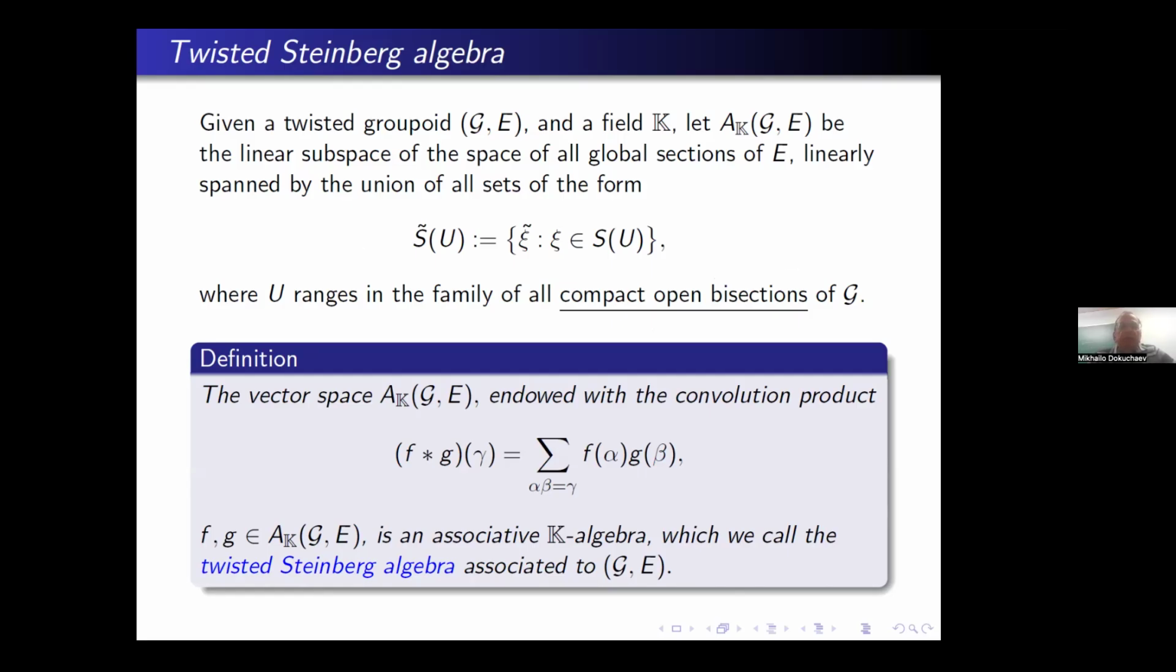Well, we need a multiplication. So multiplication, the convolution rule, the convolution formula. So the convolution product of two elements of this space so far, right? Calculated in gamma is this sum, where you take alpha, beta, necessarily composable, such that alpha beta equals gamma. Then we show that this is really a well-defined map, and so that we have an associative algebra, which we call the twisted Steinberg algebra associated to this twisted groupoid. Okay.